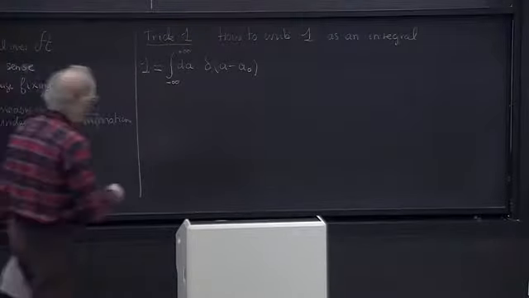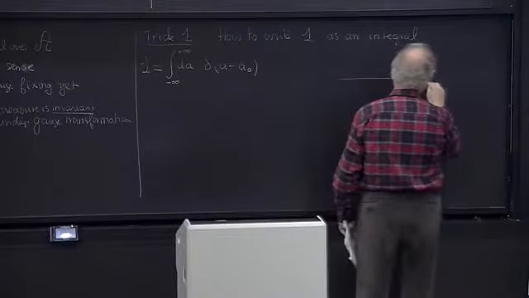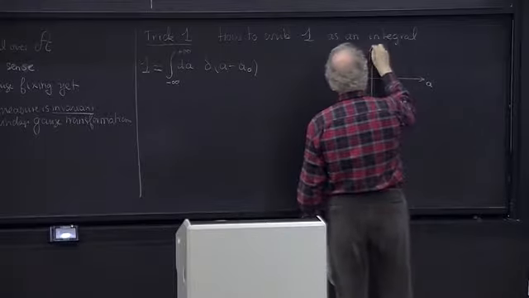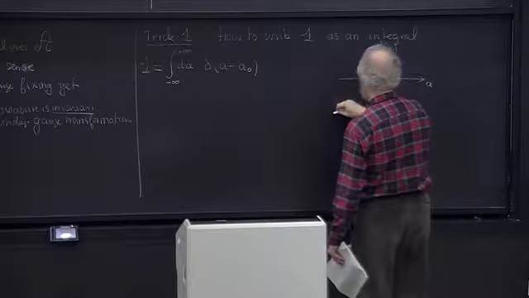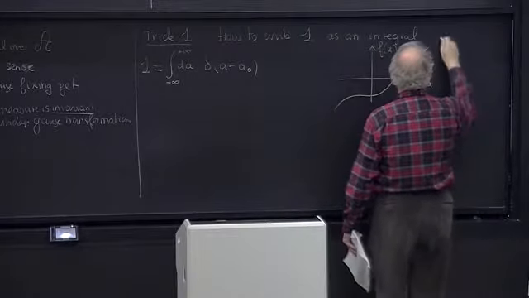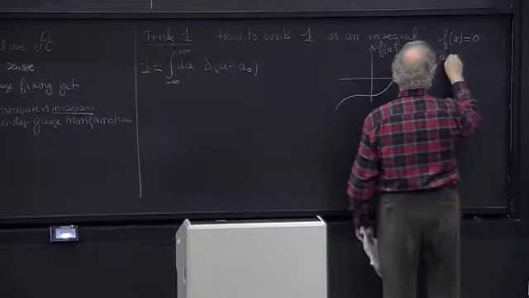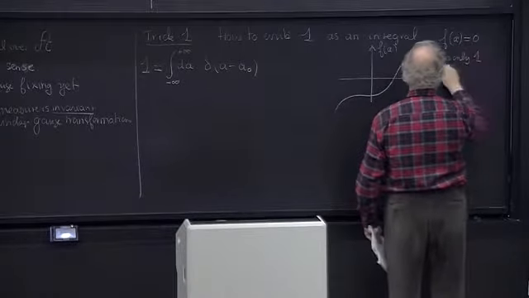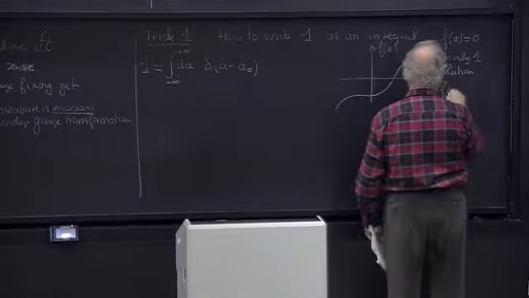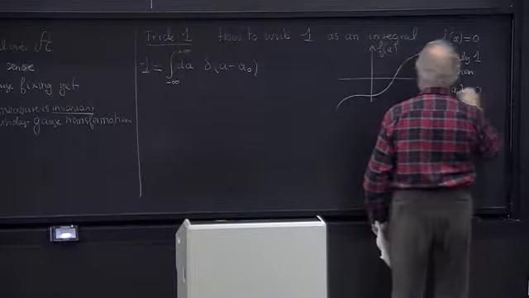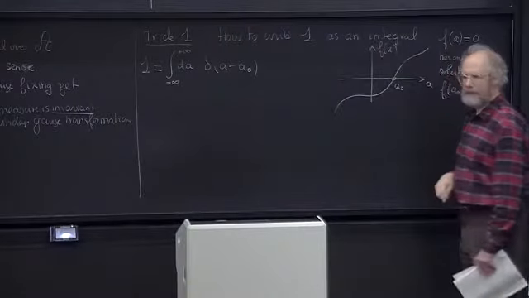Now let's assume that A naught is defined in the following way. We have A, we have some function f of A, and let's assume that it's a function that has only one zero. f of A equals 0 has only one solution, which is A0. So f of A0 equals 0. So this is a function f, this is A0.